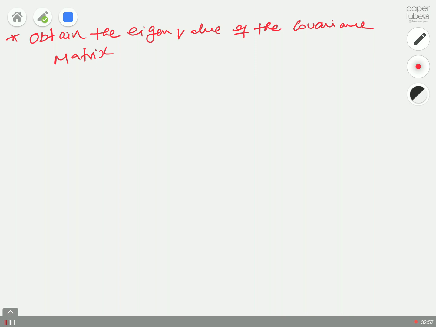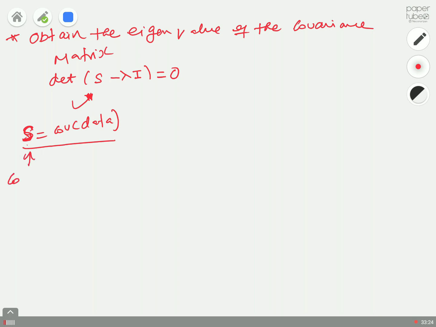To obtain the eigenvalues, you should know the formula: determinant of S minus lambda I is equal to 0. S is nothing but the covariance of data, your covariance matrix. Let's call the covariance matrix by the symbol S. This is only for my convenience. So S is the covariance matrix.